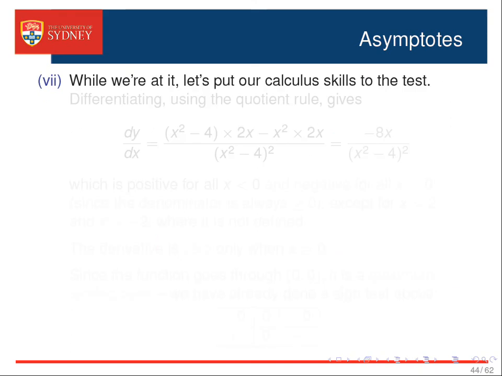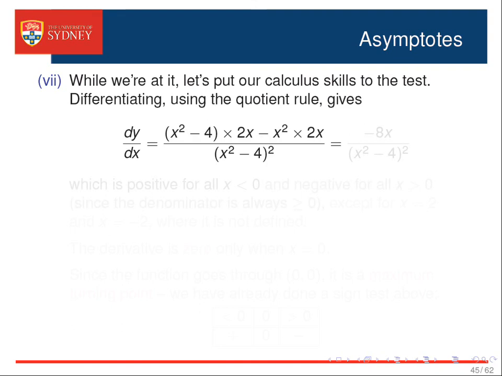Let's have a look at what else we can discover about this graph using calculus. Differentiating x squared over x squared minus 4 using the quotient rule gives that the derivative is the bottom times the derivative of the top minus the top times the derivative of the bottom all over the bottom squared, which simplifies down to minus 8x over x squared minus 4 all squared. You should check this.